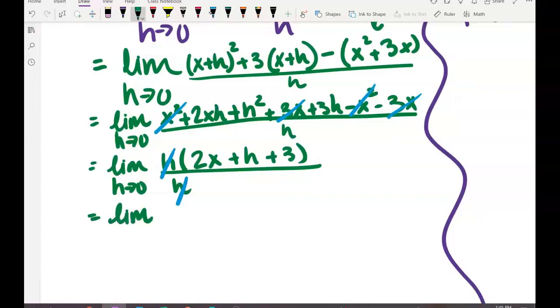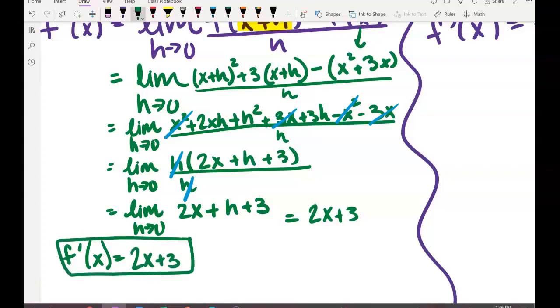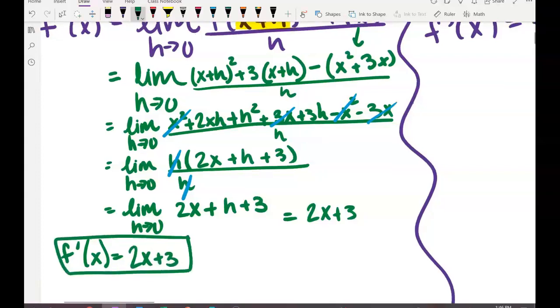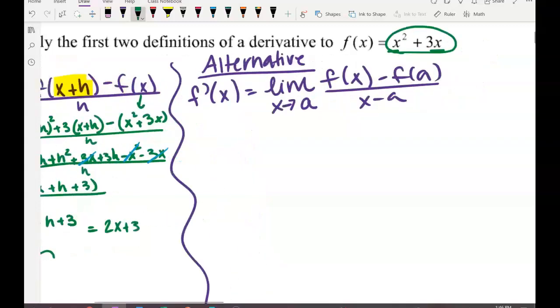So by substitution, h equals 0, we have 2x plus 3. So students, when it's all said and done, f prime of x is 2x plus 3. Okay, so this is the derivative of our original function x squared plus 3x. Remember, the derivative is the slope. So this equation represents the slope at all given values of x, okay? Now we are going to try to use the second formula here to see what's going to happen.